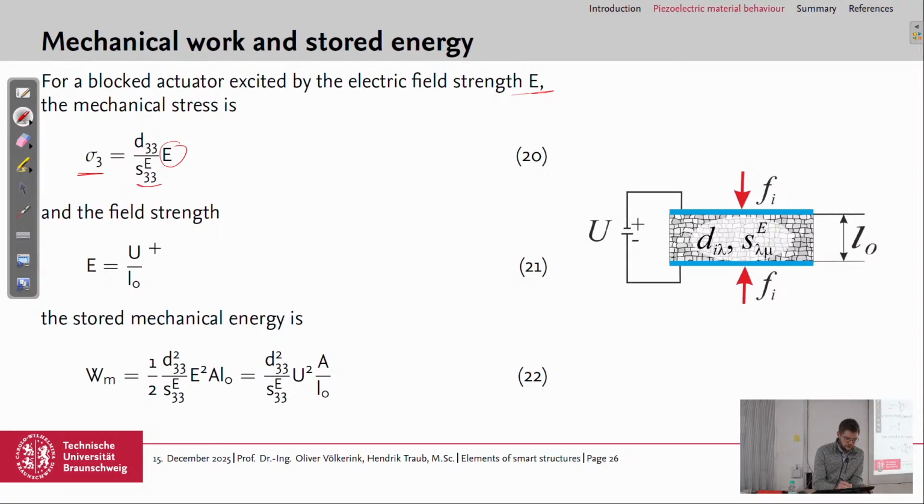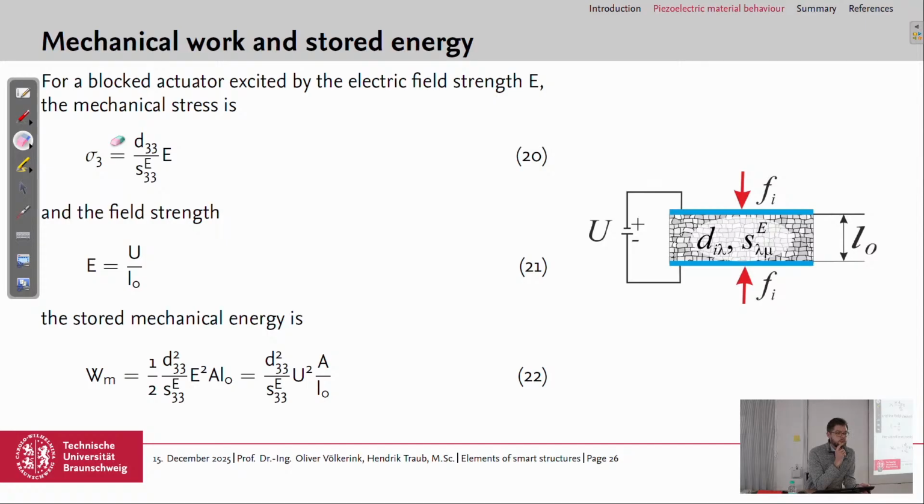We can replace the field by this equation we already know, and then we can come up with the stored mechanical energy due to the electric field. So on the slide before, we had the stored energy due to an external force, and now we have the stored energy due to the electric field, which can be expressed like this: D33 squared divided by the compliance times U squared and A divided by L0.